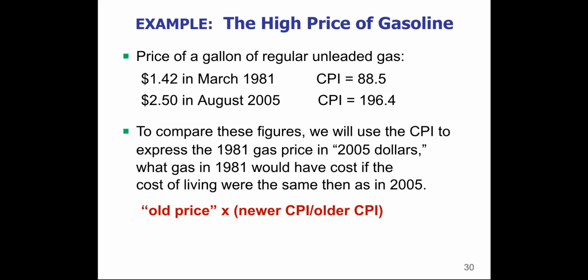And that will transfer the $1.42 into what it would have cost if that gallon of gas was purchased in 2005. So if we do that, we find out that in March of 1981, gas would have been $3.15 in 2005 because prices were so much more expensive in 2005. So, therefore, after adjusting for inflation, gas was more expensive in 1981 than it was in 2005.